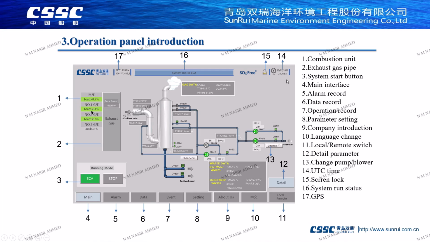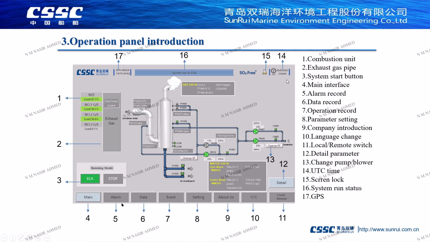As you can see, the load includes the main engine and 3 generators. And then the second one is the total load and power of the combustion unit. And this is a button. When we click this button, it goes into the pipe interface of our flue gas. And then this is our start-stop button.